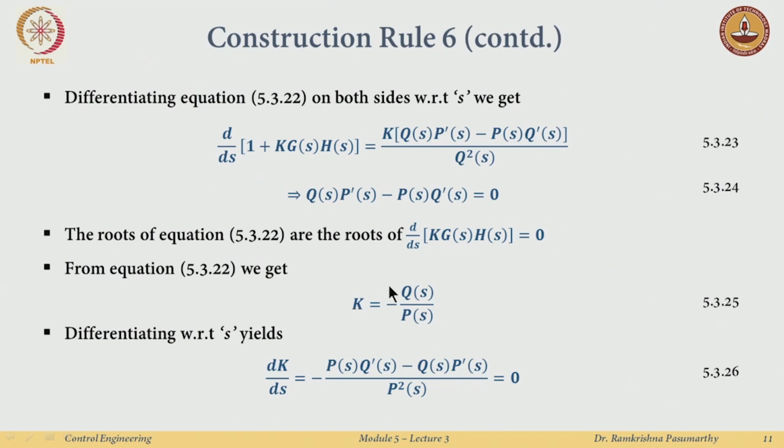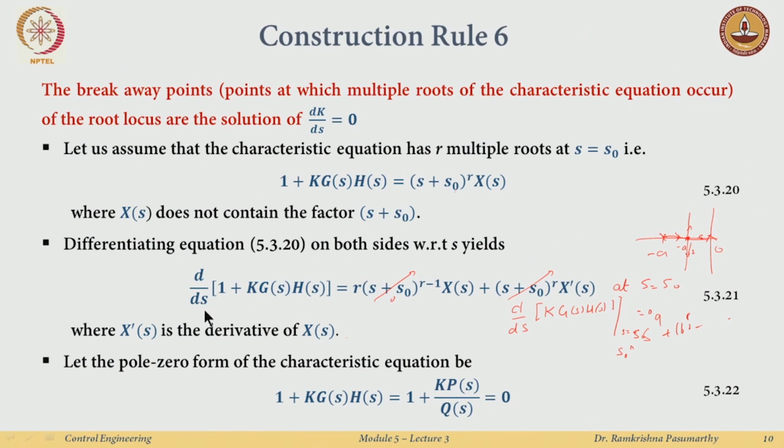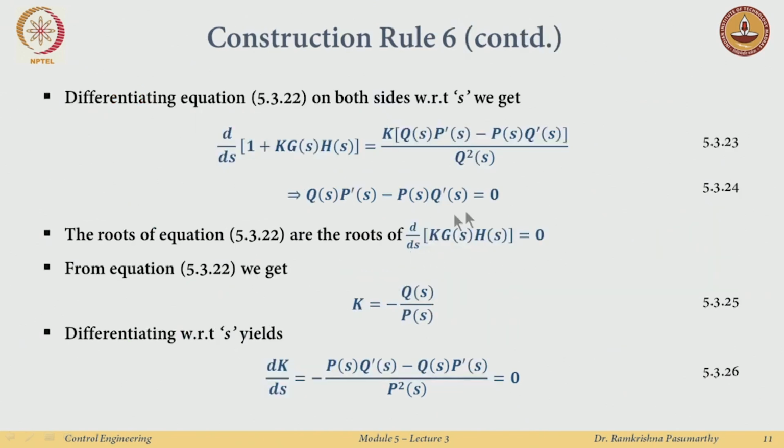So, first, I am just looking at how to detect if there are multiple roots, and that is when d over ds of 1 plus k times g times h goes to 0, that has a multiple root, right, at that point. So, therefore, I can just say that, well, the solutions are of this form, right.